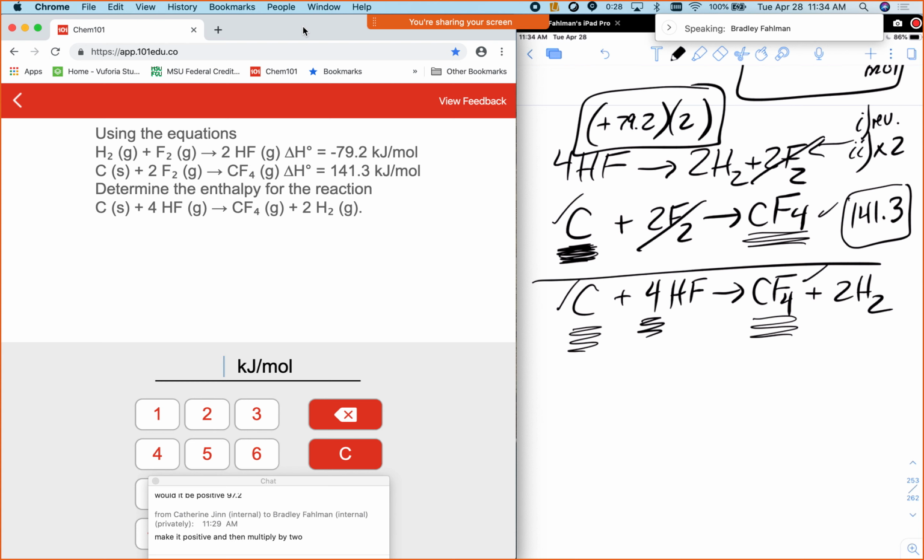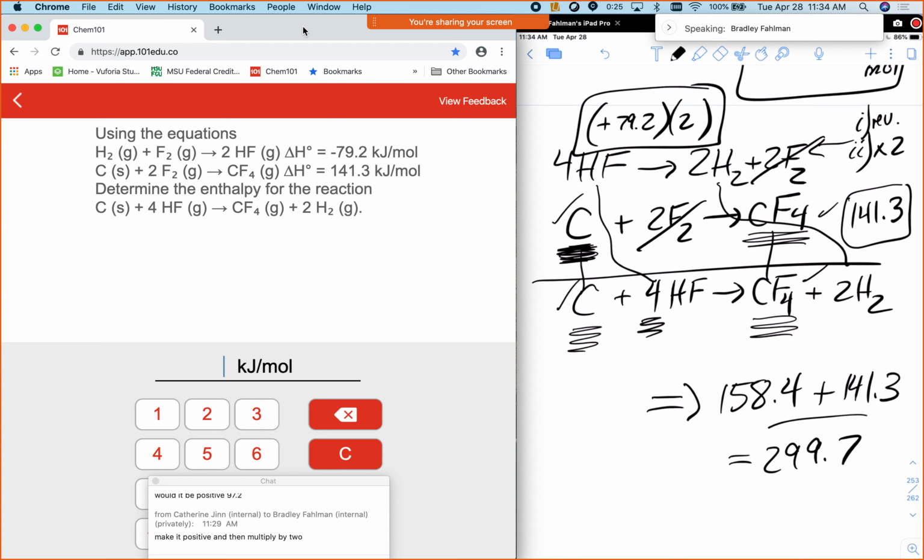Okay, so we've got carbon, and then that 4HF, the 2 hydrogen, and then the CF4. And so the overall will be 79.2 times 2, so that's 158.4, plus 141.3. So that's 299.7.